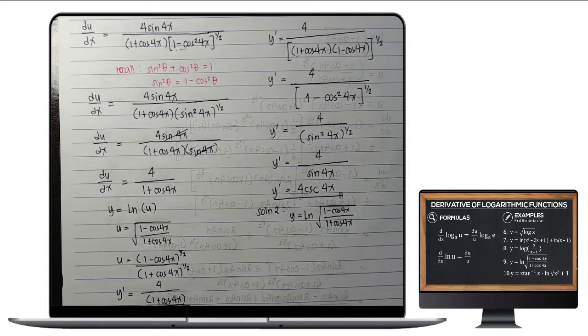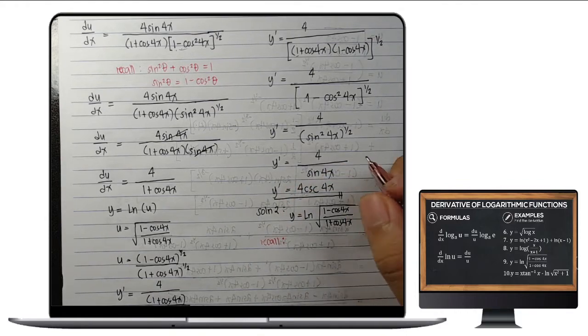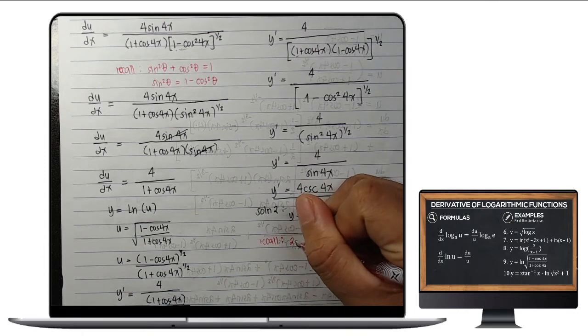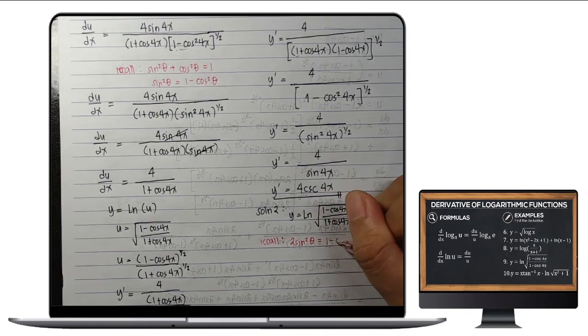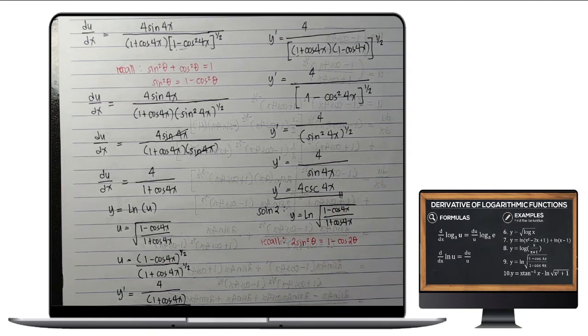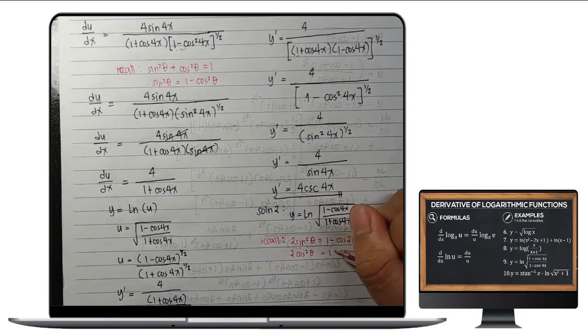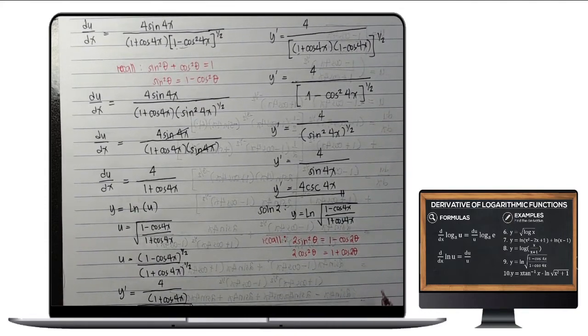So, recalling identities, we have 2 sine squared theta is equal to 1 minus cosine 2 theta. So, that is a double angle identity. Then, 2 cosine squared theta is equal to 1 plus cosine 2 theta. So, if our theta is equal to 2x, therefore 2 theta is equal to 4x. Or, if your 2 theta is equal to 4x, therefore our theta will be 2x.